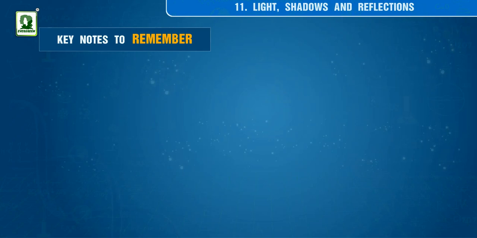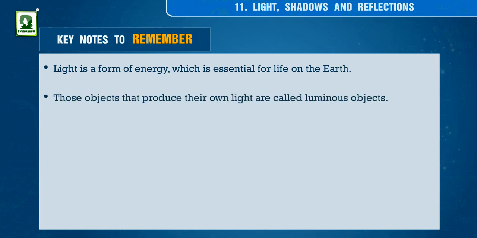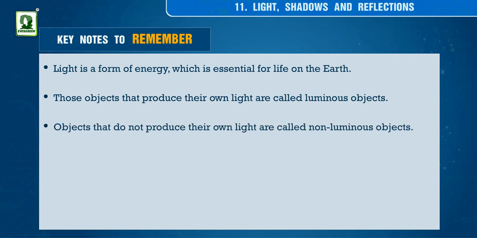Keynotes to remember. Light is a form of energy which is essential for life on Earth. Those objects that produce their own light are called luminous objects. Objects that do not produce their own light are called non-luminous objects. Light always travels in a straight line.